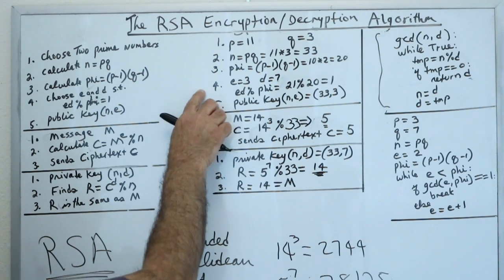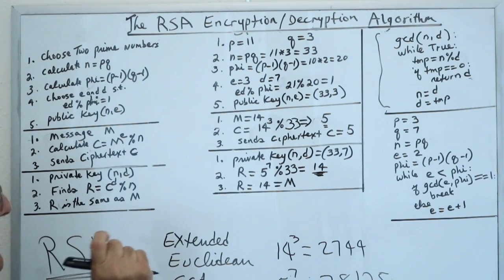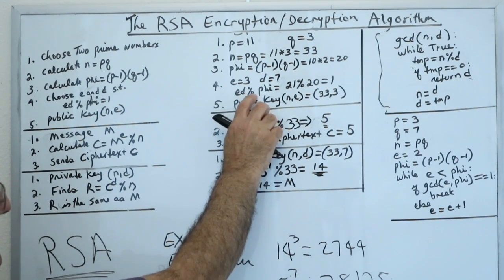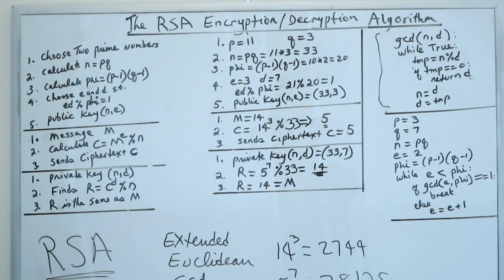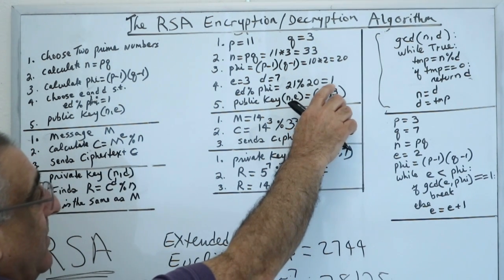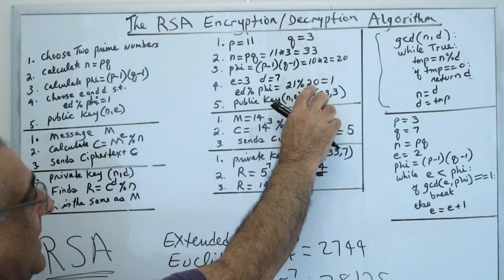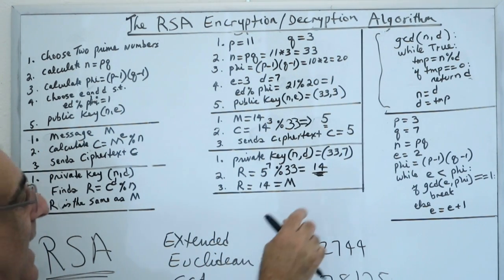Now, here's a major part of this algorithm. You're going to pick e and d, but the condition is that if you take e times d, you take the mod with phi, and phi in this case is 20. The remainder should be 1. So 21, which is e times d, modulus phi, which is 20, should equal 1.